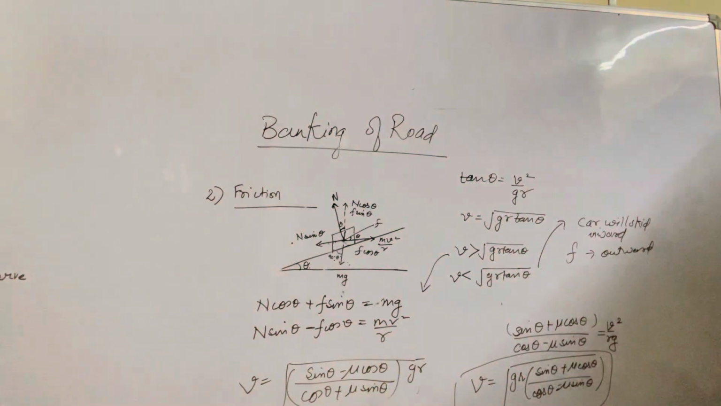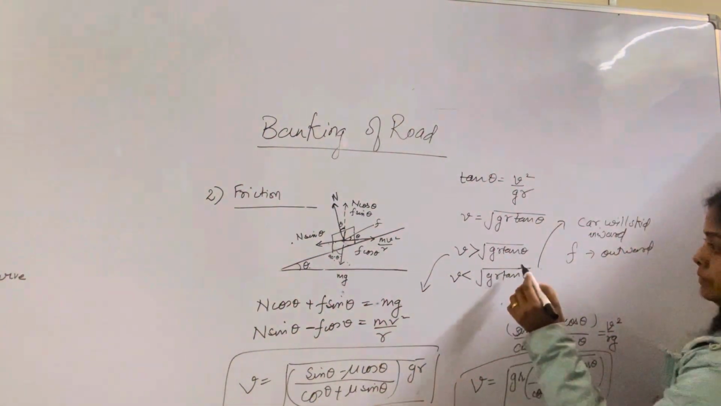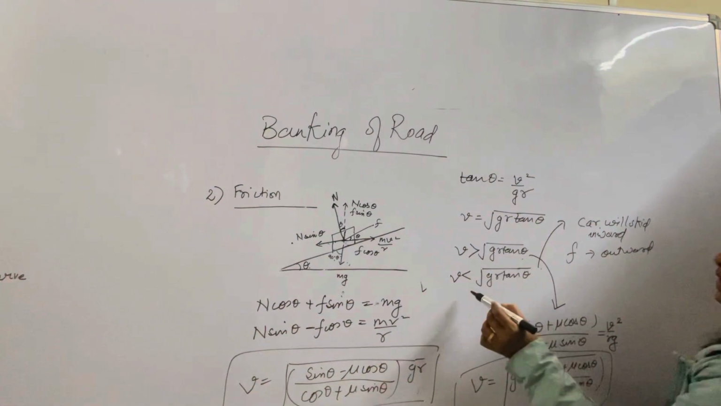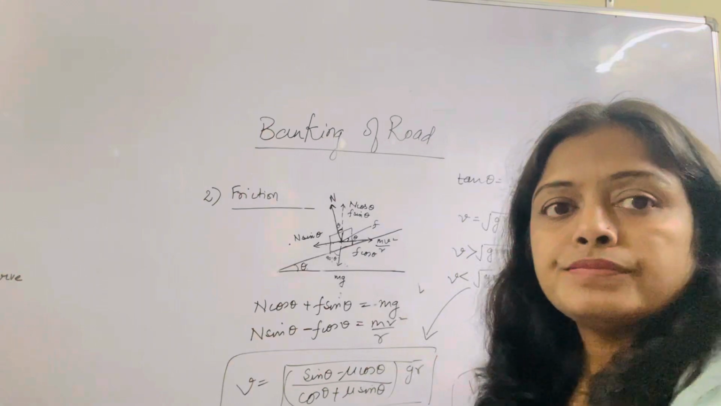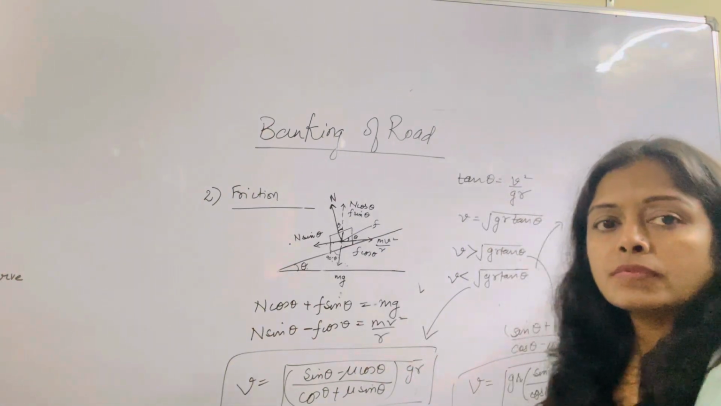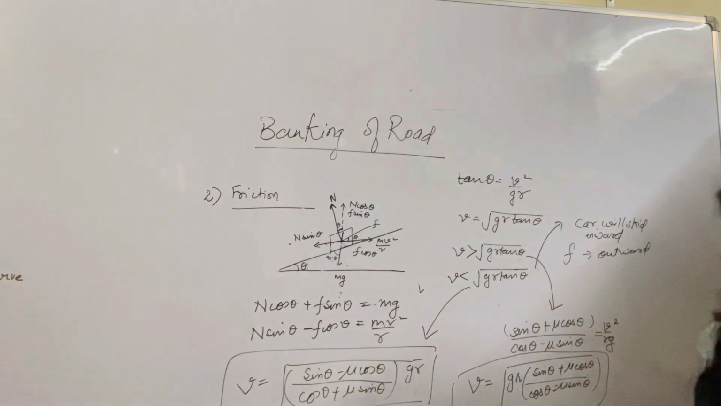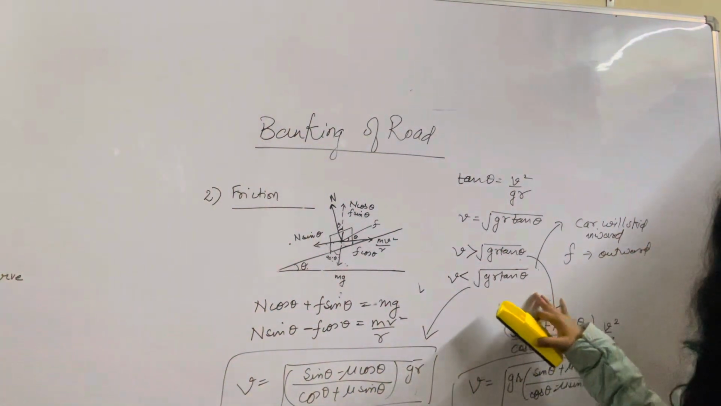So this is the formula when the velocity is greater, and this is the formula when the velocity is less than under root of gr tan theta.